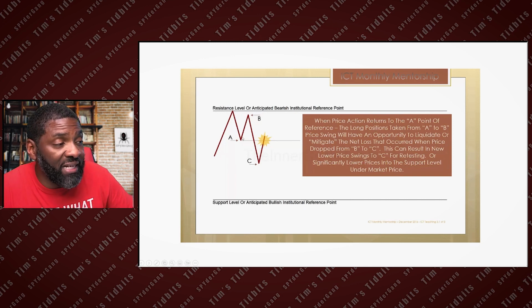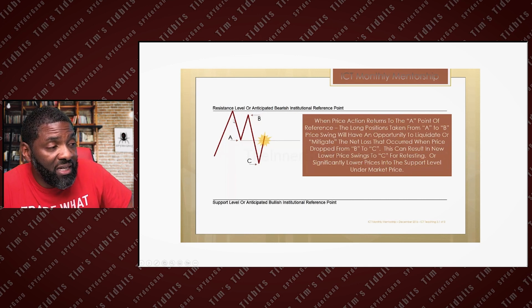So what all that said is when price comes down to this point A right here at this low and it rallies up to B, right? If it rallies up to B, anybody that went long at A from A to B is now in trouble because the market broke down and made a lower low.